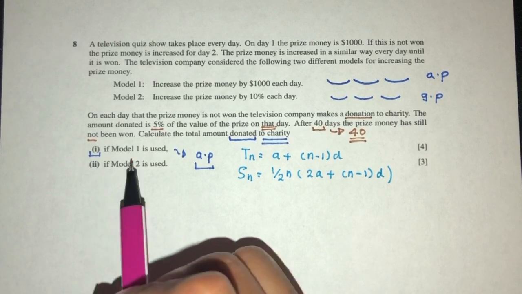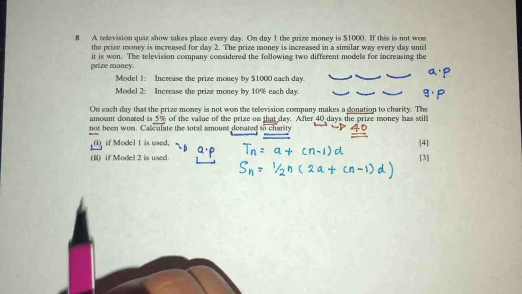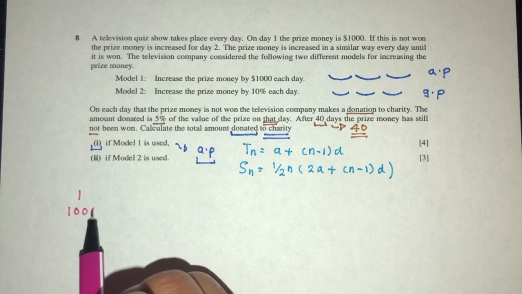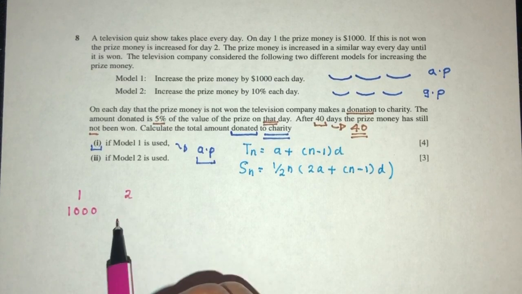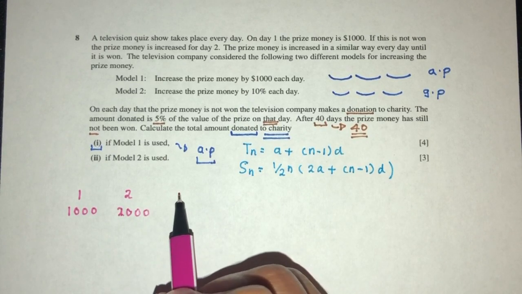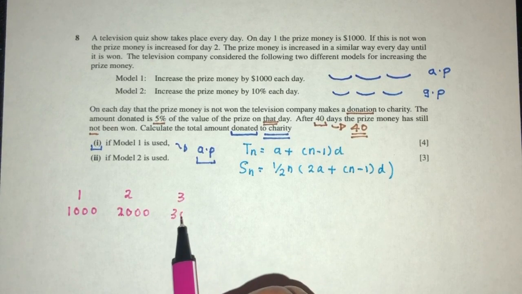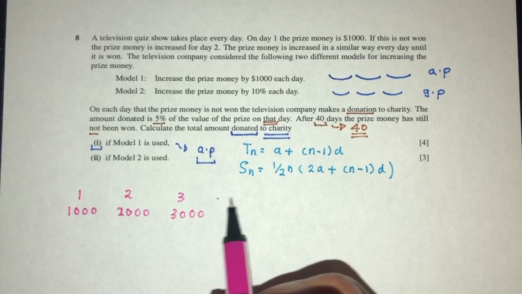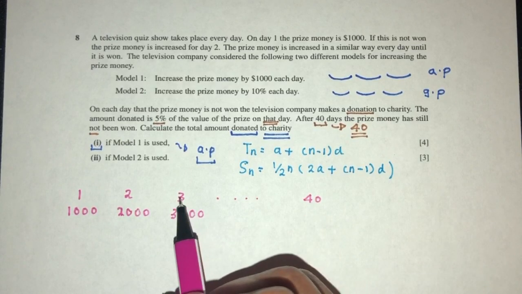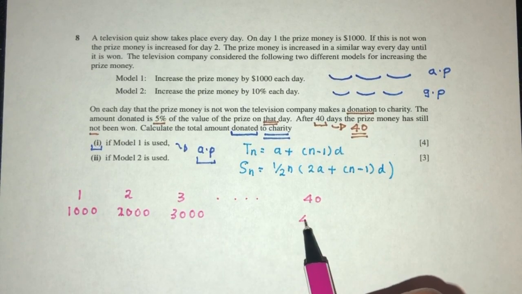Now let's move on. So here we have day 1. Day 1, the prize was 1,000. Day 2, the prize will be increased by 1,000 if it is not won. That should be 2,000. Again, same logic. Day 3 should be 3,000. It goes on until day 40. Day 40 will be 40,000.